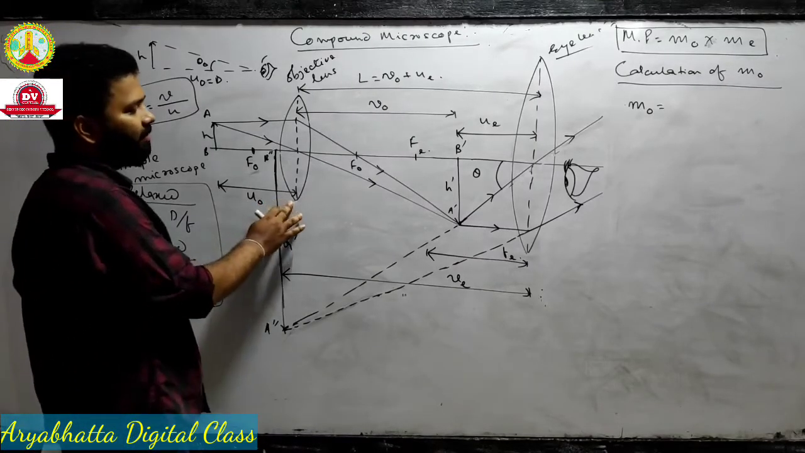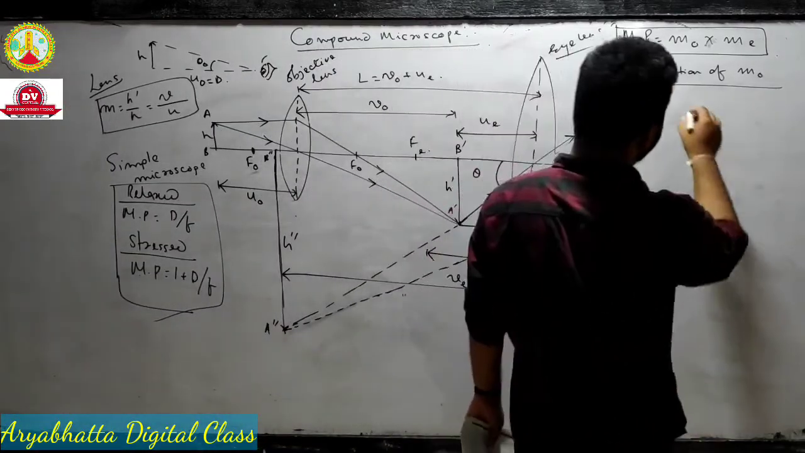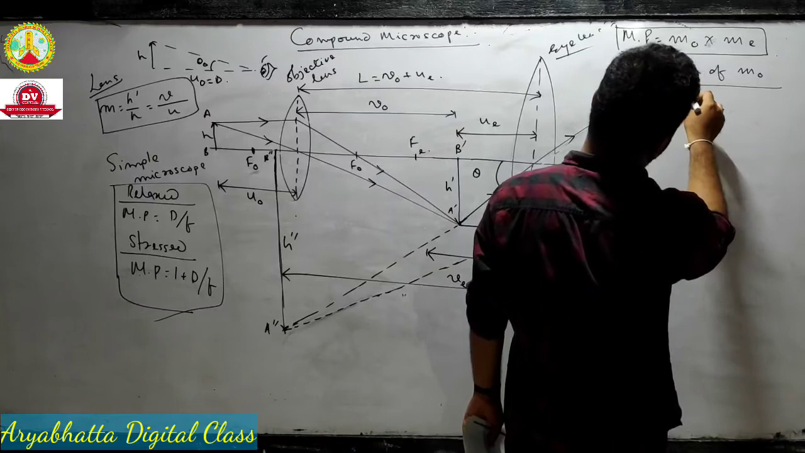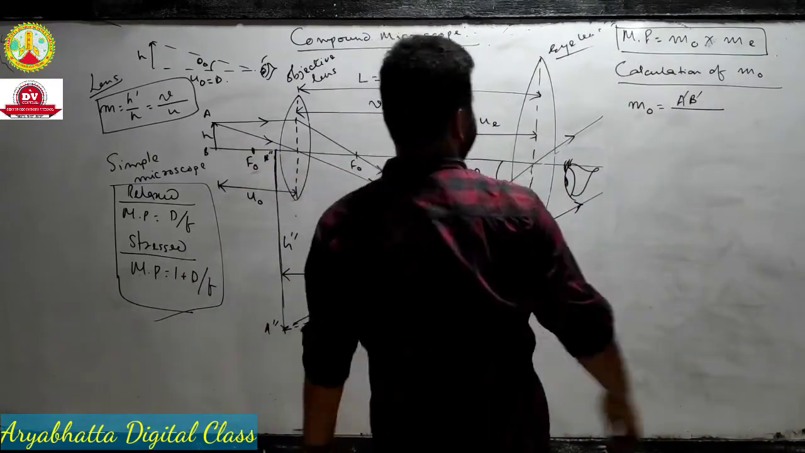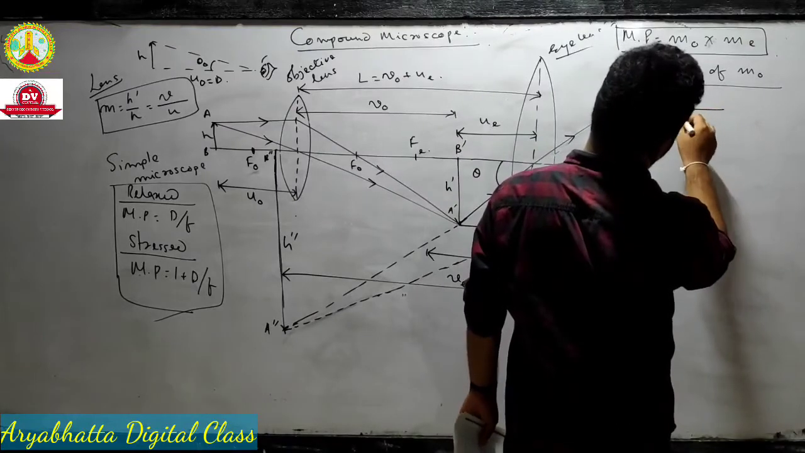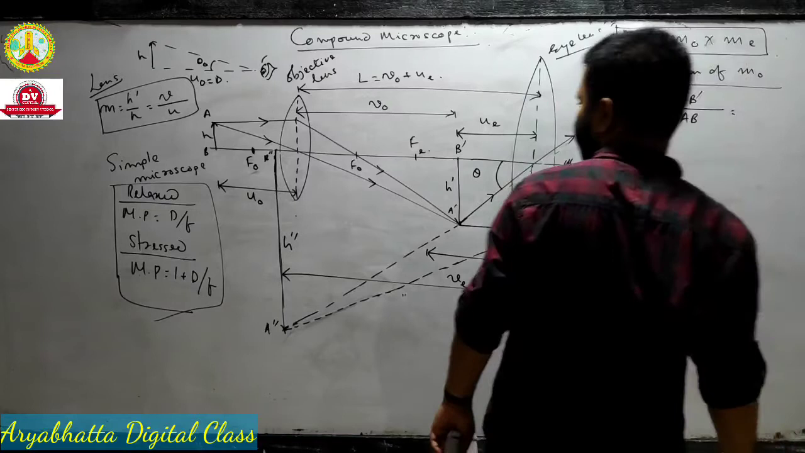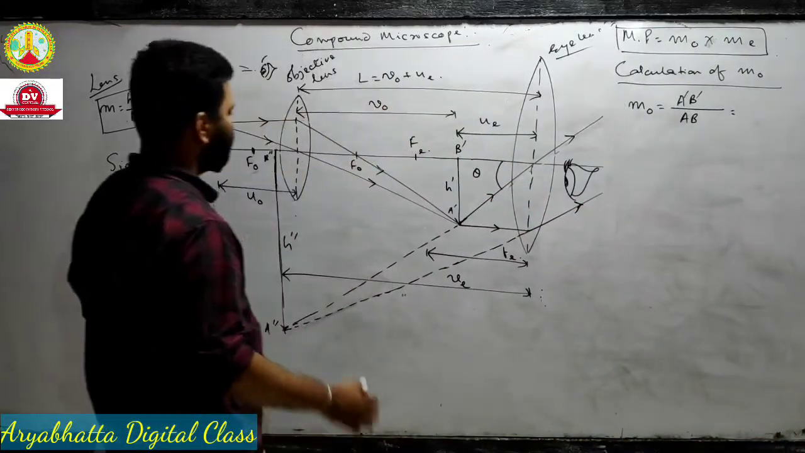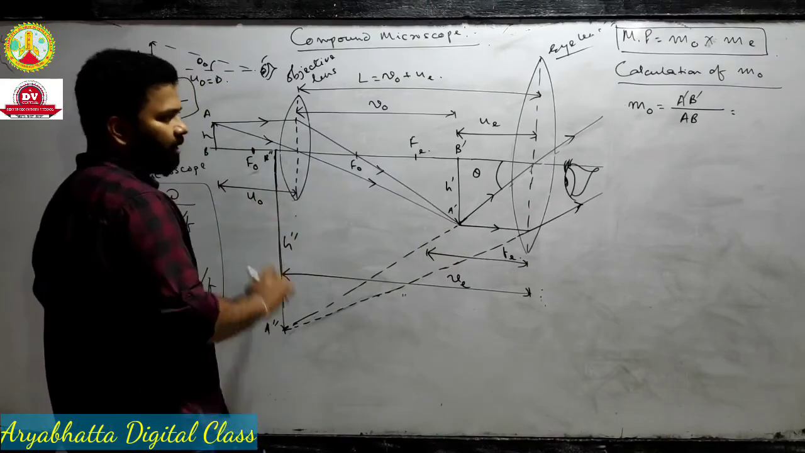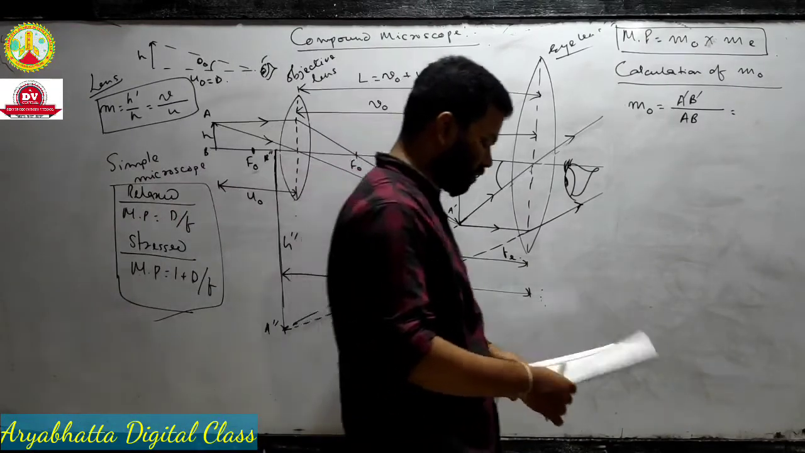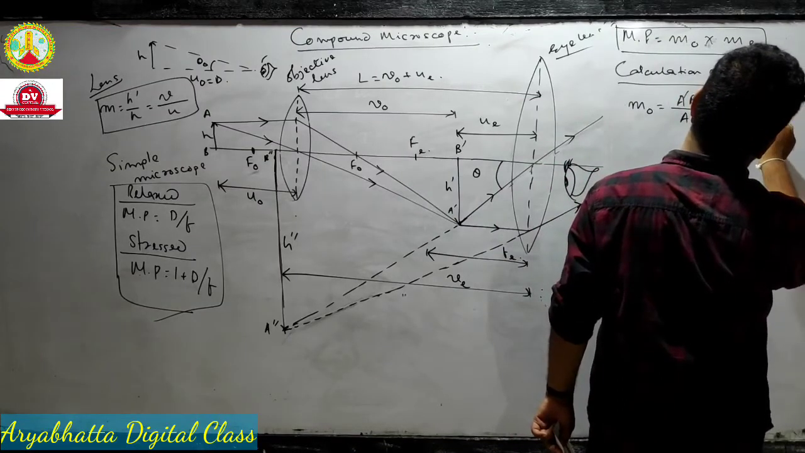Now for the objective lens, the image is A dash B dash, and the object is AB. So A dash B dash divided by AB is equal to what? V will be here equal to V naught, and U will be here equal to U naught. So it will be V naught divided by U naught.